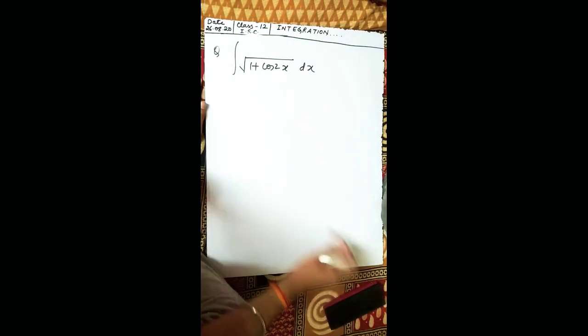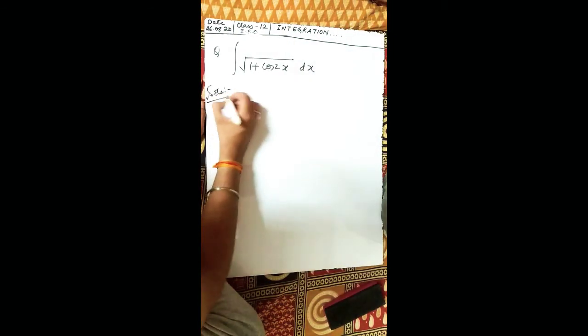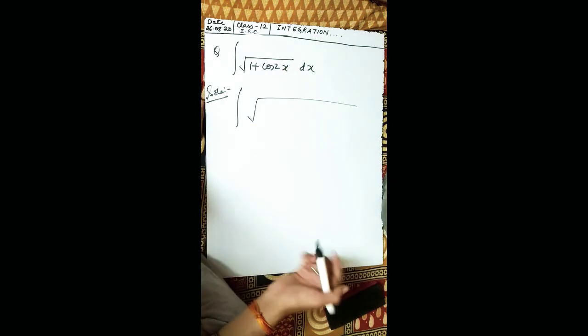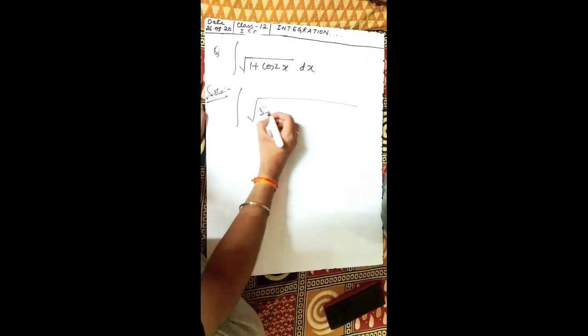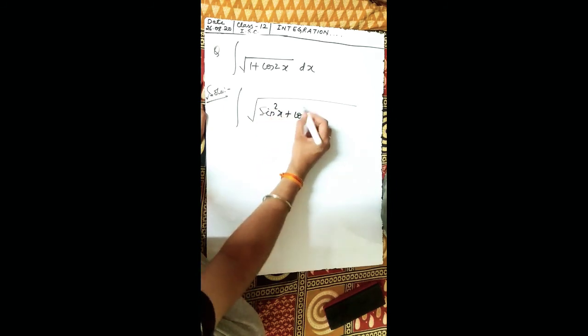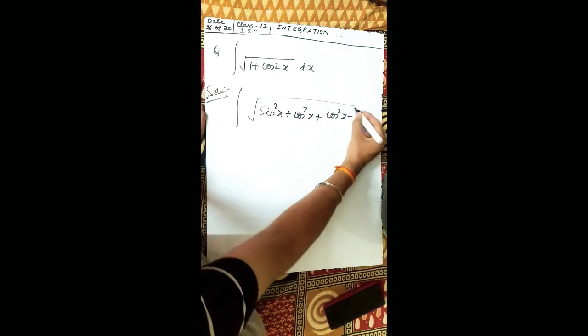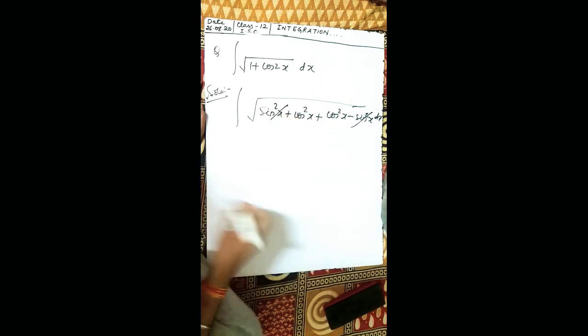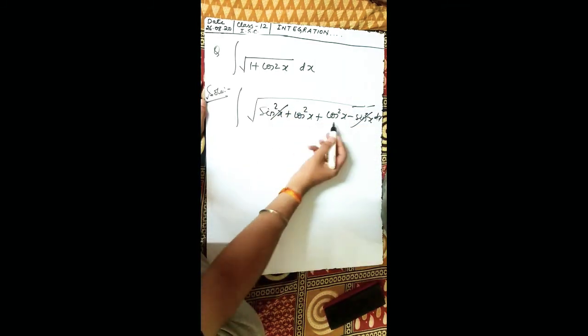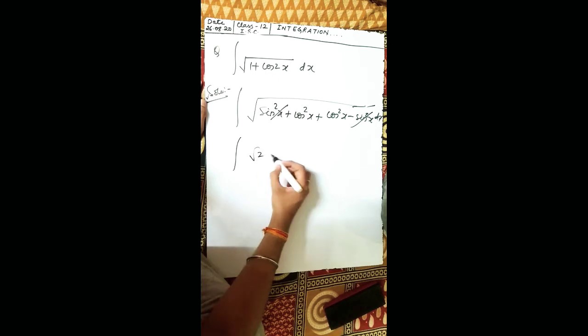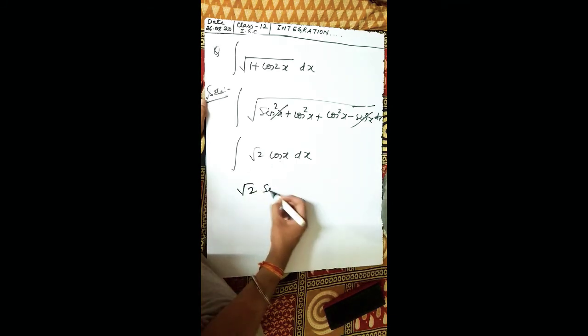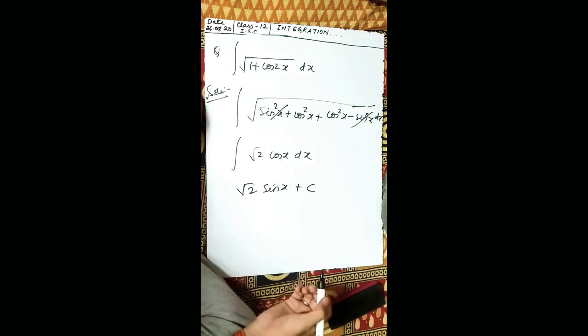Okay, in this question again try to think. We'll do one thing: this cos 2x, we can use the identity cos square x minus sin square x, and in place of 1 we can use sin square x plus cos square x. Using these, this sin square with this sin square get cancelled, and we are left with 2 cos square x, which will give you root 2 cos x dx. Take root 2 out, the integration of cos x is sin x plus c. That is the final answer.